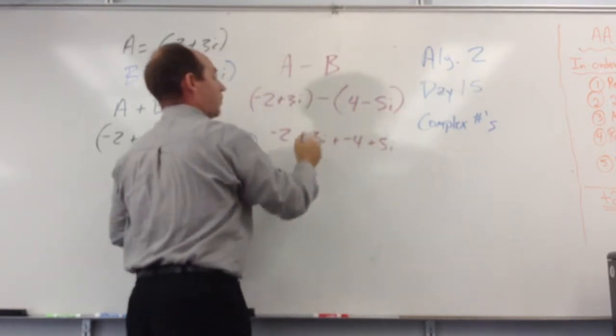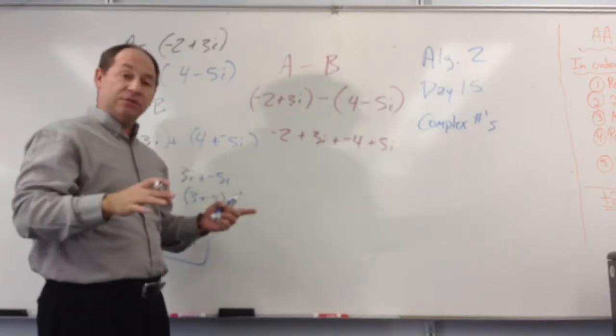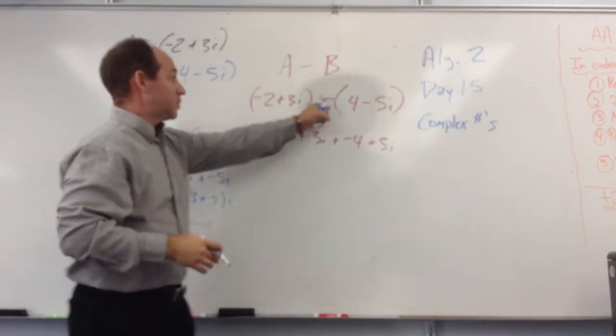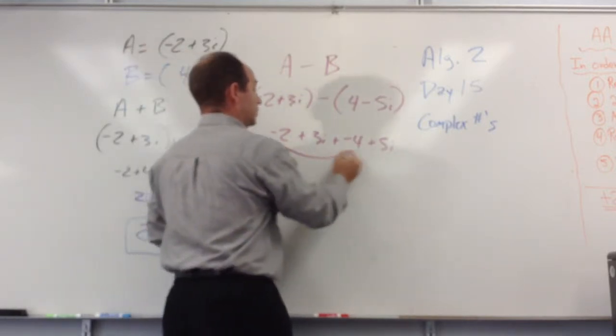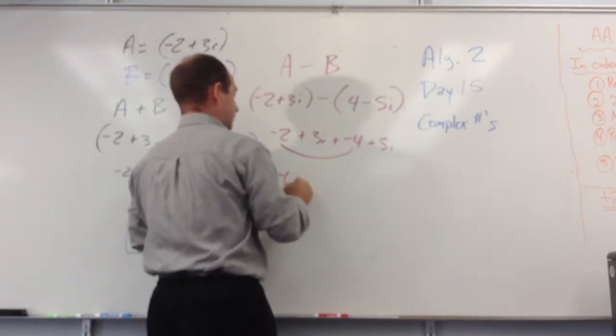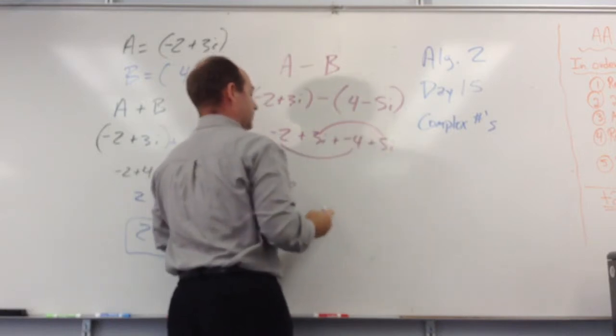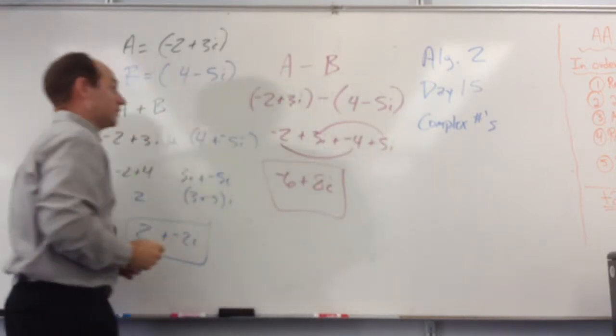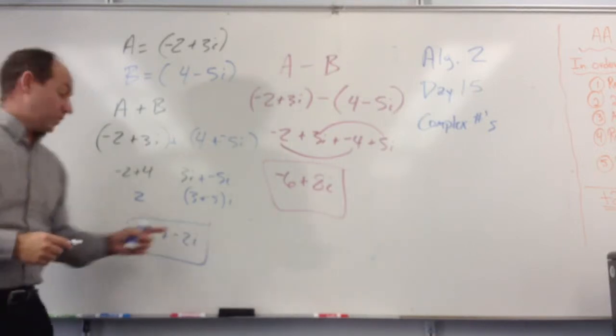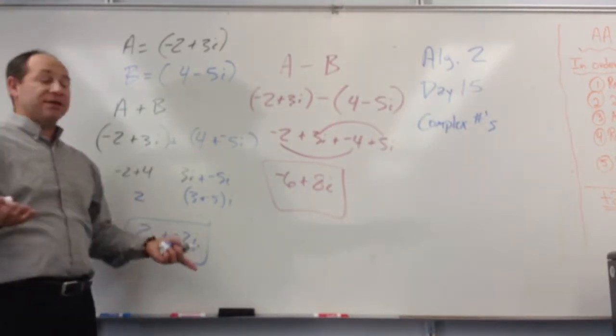Now I've gotten rid of all of the subtraction, and it's all addition with opposites, and subtracting a negative is adding a positive. And I go, negative 2 plus negative 4, negative 6. 3i plus 5i is 8i. There, that's the subtraction. Notice, we didn't get the same thing.